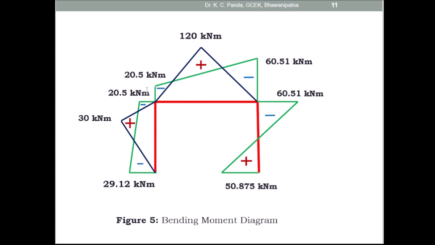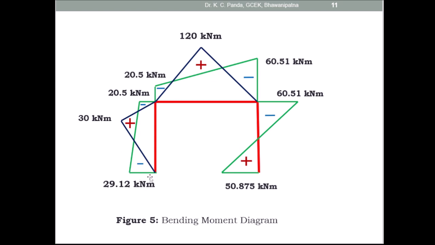And here also, due to this concentrated load, you got the free moment or positive moment 120 kilonewton meter. So this is also triangular. Here in this portion, the positive and negative cancel each other, and here also in this portion, the positive and negative cancel each other. So here the remaining is negative, positive, negative, negative, positive, negative, negative, positive. These are the final bending moment diagrams.